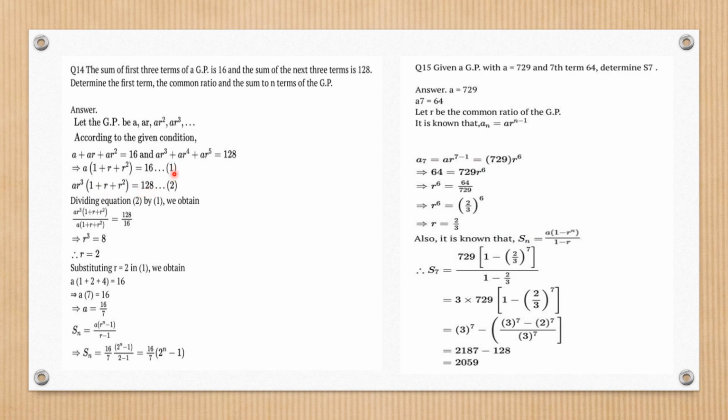Okay, now it's better you divide. In GP, generally, as you're talking about the ratios, by division you will get so many things. So when I divide, this becomes common, and I'll just get the value of R cube as 8. So R will be 2.